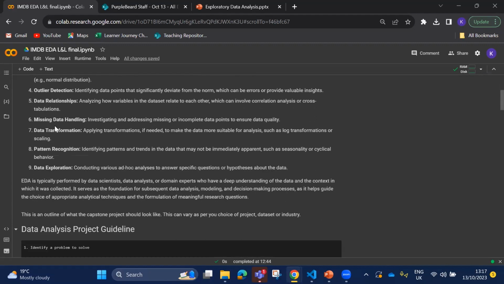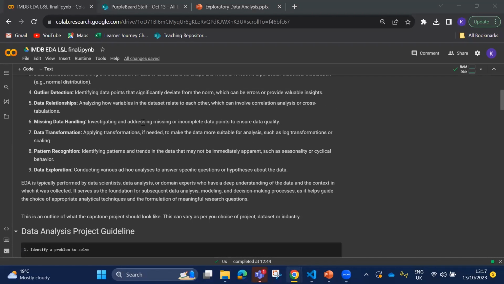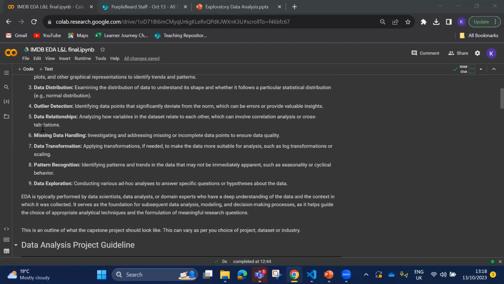So outlier detection plays an important role, identifying data points that significantly deviate from the norm, which can be errors or provide valuable insights. Sometimes outliers could be errors, but sometimes they can provide valuable insights, as I stated with the example of property prices. If the property price is higher, it may be the case that it is not the area which is governing the price, but additional factors, like whether it is owned by a celebrity, or whether there is some important institution next to the property. It could drive the property price. So there are some additional details that we might need to explore.